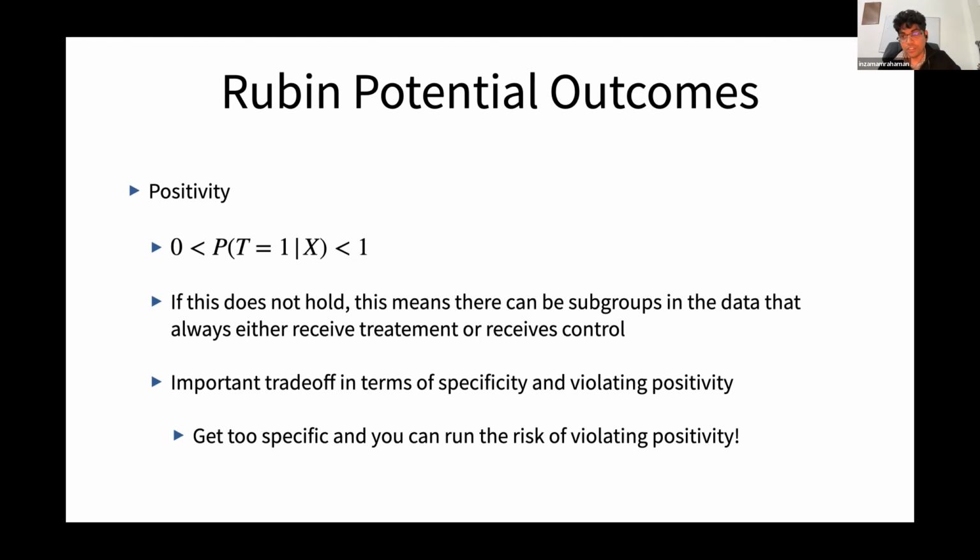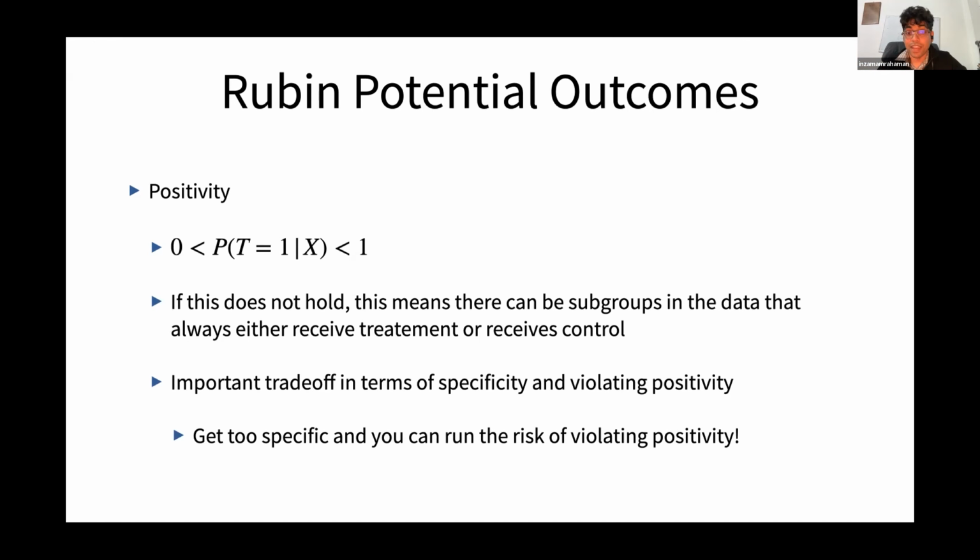There's also an interesting trade-off between specificity and violating positivity. Ideally you want to be able to specify covariates, especially if you want to calculate the conditional average treatment effects, where you want to be as precise as possible.